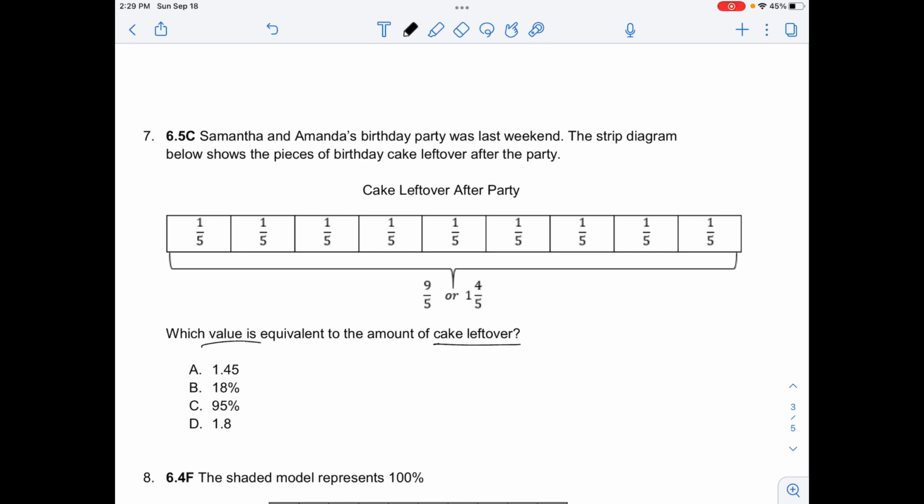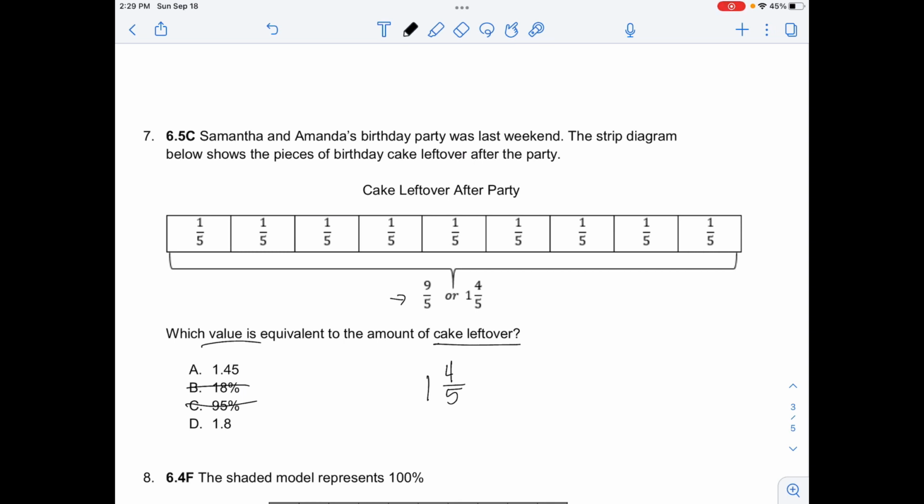Okay, so if I have 9/5, I want to figure out, well, that needs to be greater than 1, and only 2 amounts in my answer choices are greater than 1. So I can mark out B and I can mark out C. Now let's go and work out 1 and 4/5.